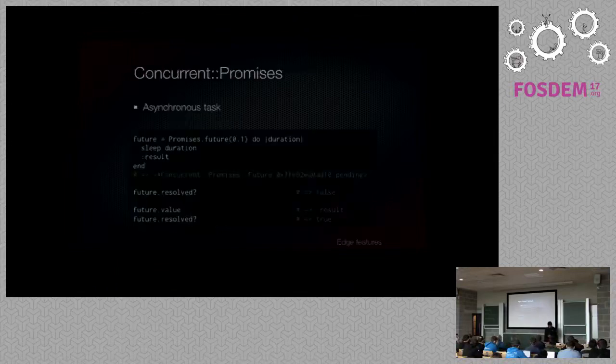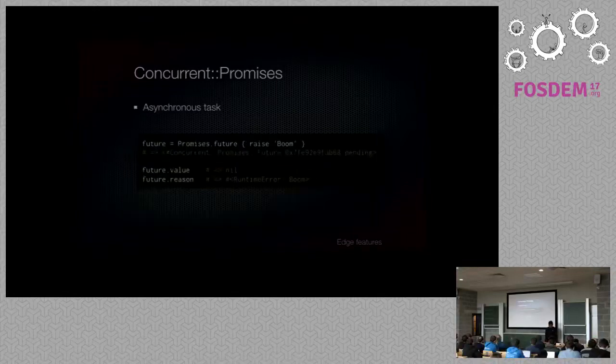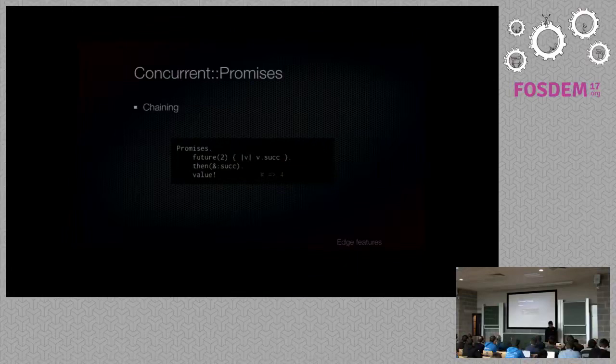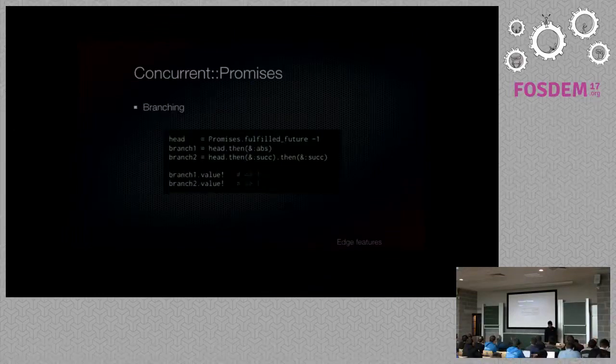So let's see. This is one example of the new concurrent promises, where we saw future, it's the new way of doing future with concurrent promises. This is the error case. If we get an error, we get the value and reason. Then we can do chaining. Previously we used to do chaining, but with the new promises we can do chaining too. Then we can do branching.